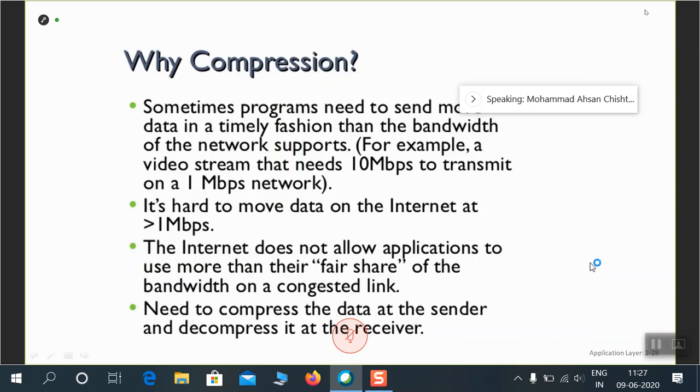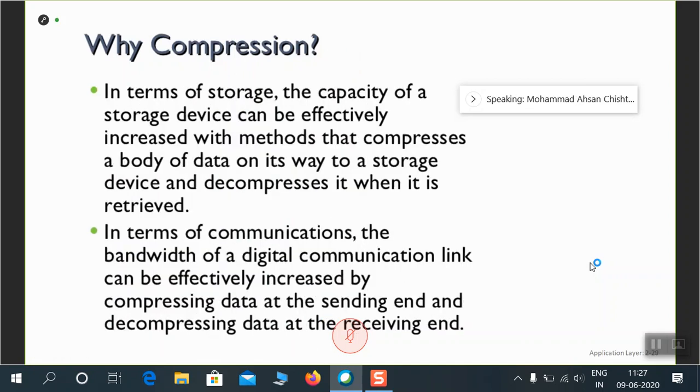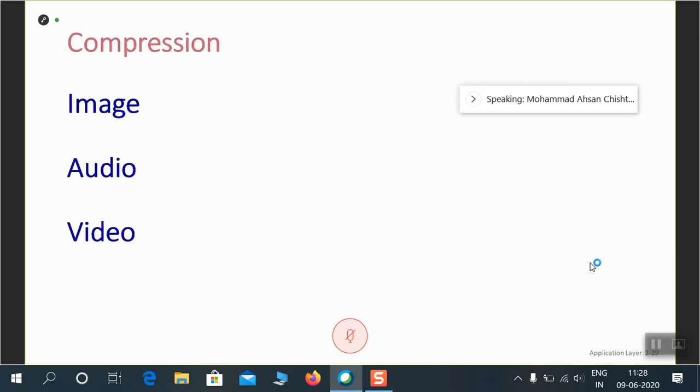So to get a good throughput, to utilize the bandwidth of the network in a way, you would require that the data from the sender to the receiver should be compressed. That is why we need it. In terms of networking, we can effectively increase the overall throughput by compressing the data from the sending end to the receiving end.